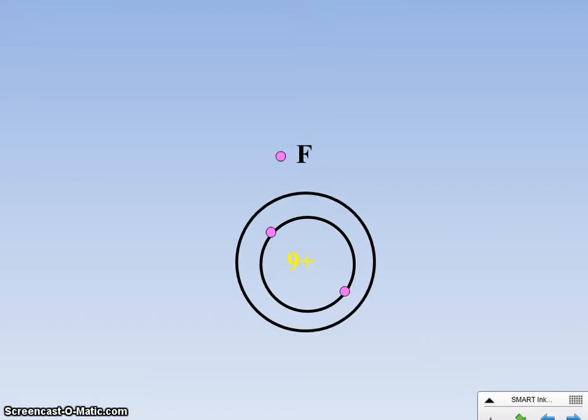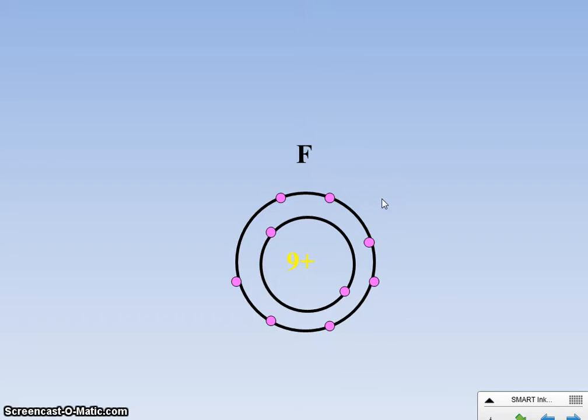Fluorine. Find fluorine on your periodic table. Fluorine has an atomic number of 9, so it's going to have 9 protons. It's also going to have 9 electrons, 2 in the first ring, and the leftover 7 in the next ring. Now if we look at fluorine, does it have a full outer shell? Well, there's 7 electrons in this shell. The shell can hold 8, so no, it's not quite full.